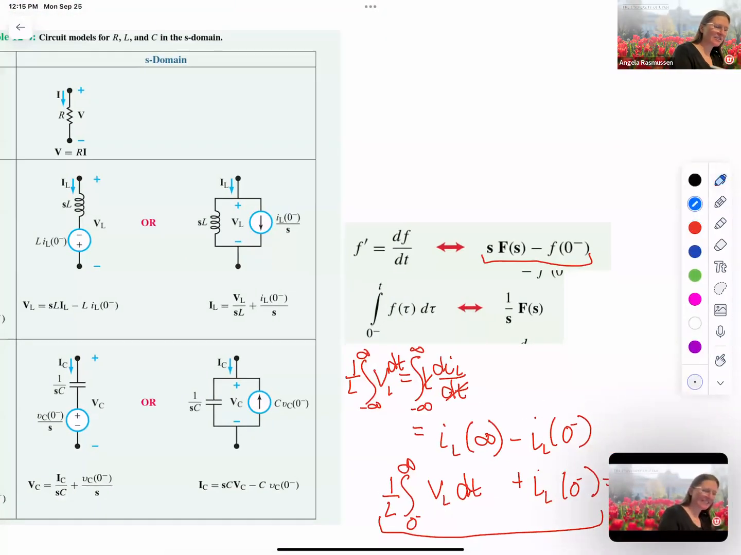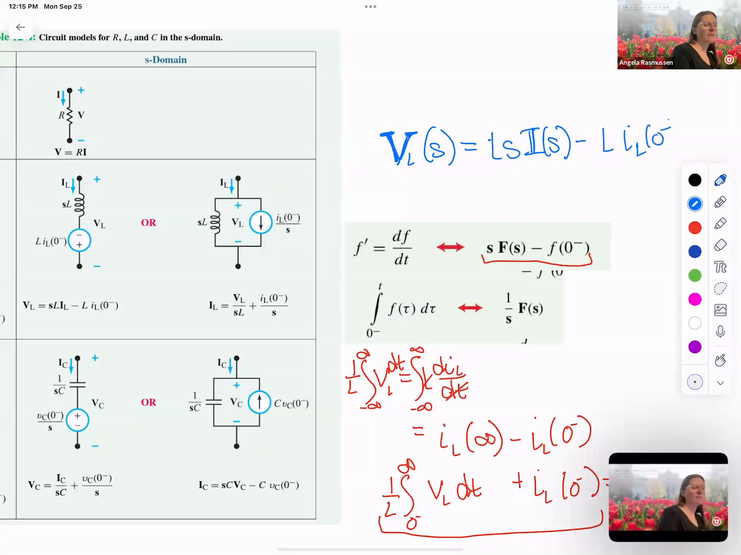All right. So differentiating this, do it again. VL, going to the S domain, becomes a big VL of S. And then it's L, and then dIL/dt is going to be S times the I of S minus the initial value, but it's multiplied by L, so IL of 0 minus. So I think that's an easier way to look at this property.